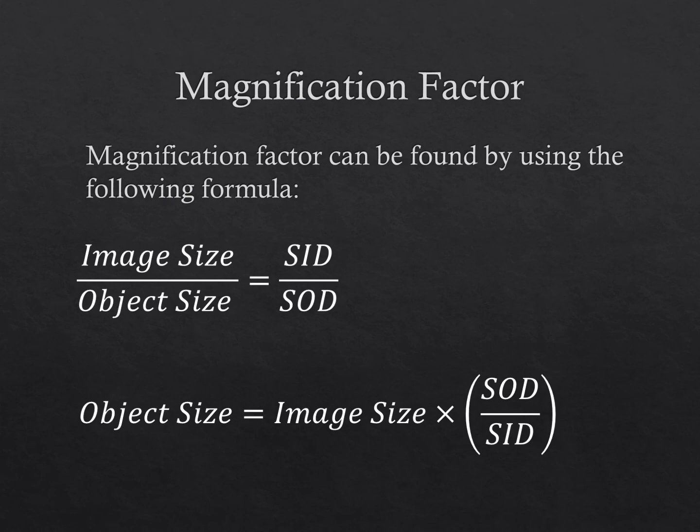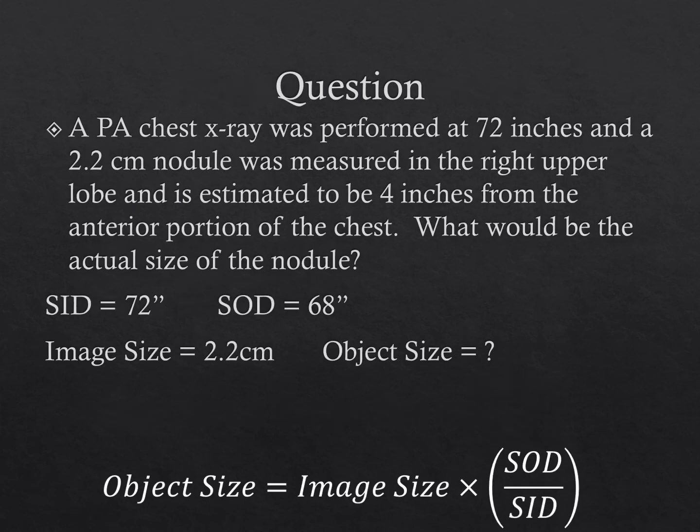But magnification factor. So the magnification factor is determining how magnified the actual object within the body is on the image that's displayed. So you can figure out what the object size is by using the image size that is measurable on the digital image times the SOD divided by the SID. So let's look at a question.